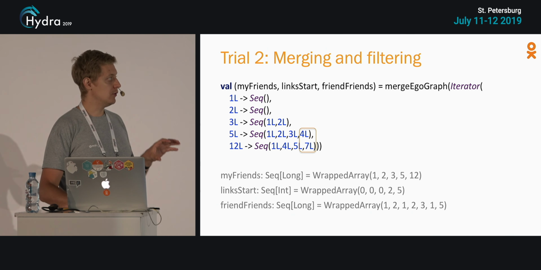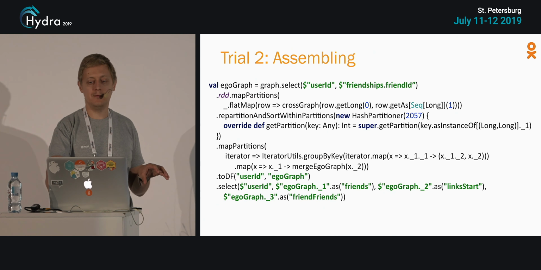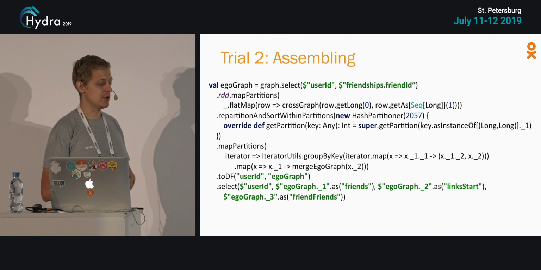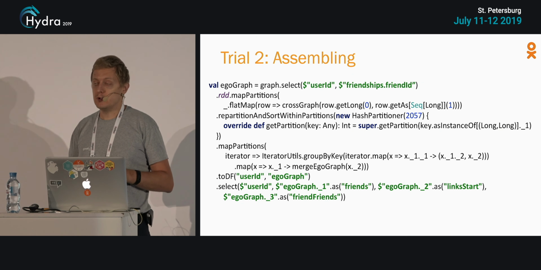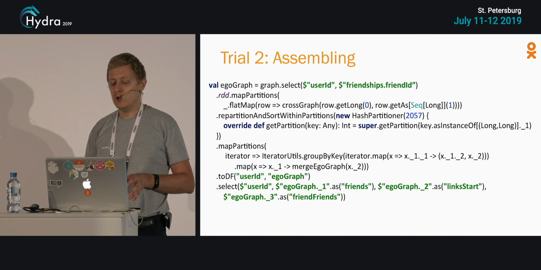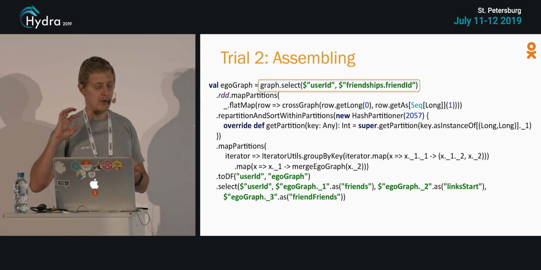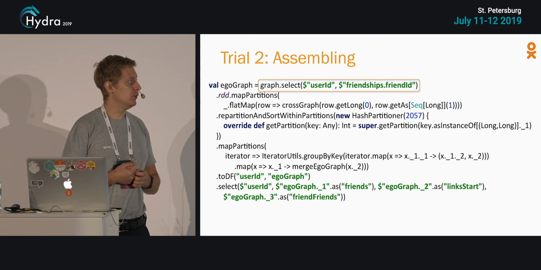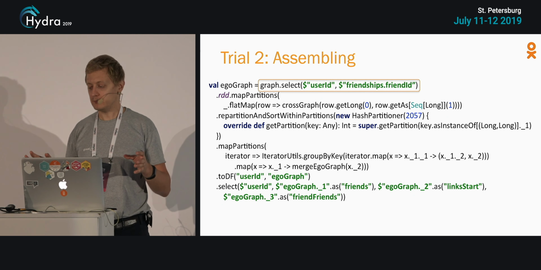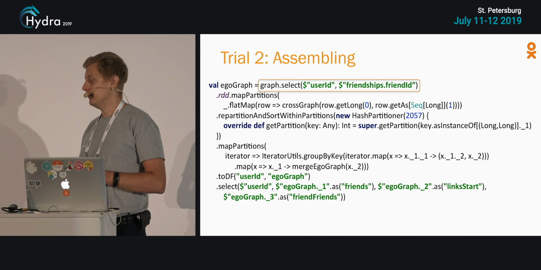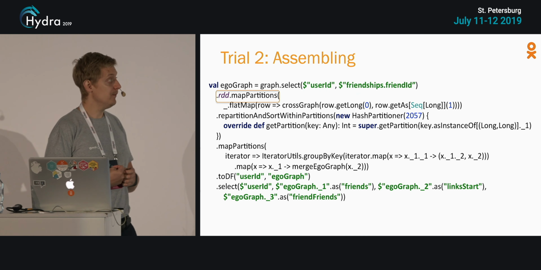So having these two functions, crossing and merging, in place, we can define a code which combines all the things together. Again, we are working with Apache Spark, so we have a graph data frame, and we start with selecting information about user and friends. Here we do not do any explode, we just use an array of IDs. But in order to go further, we need to switch to a low-level API of Apache Spark.